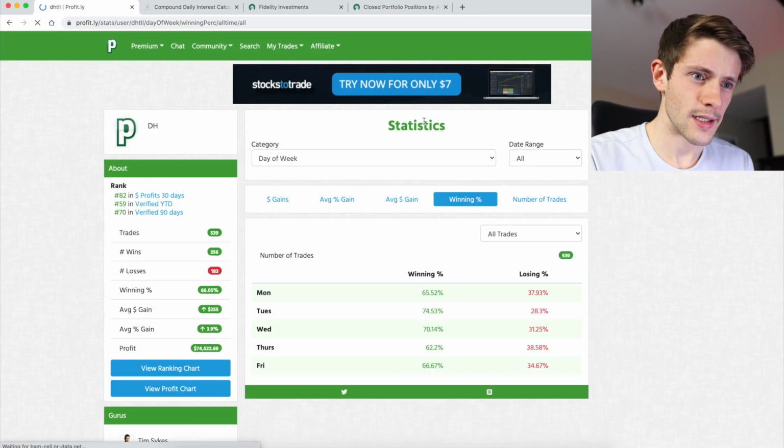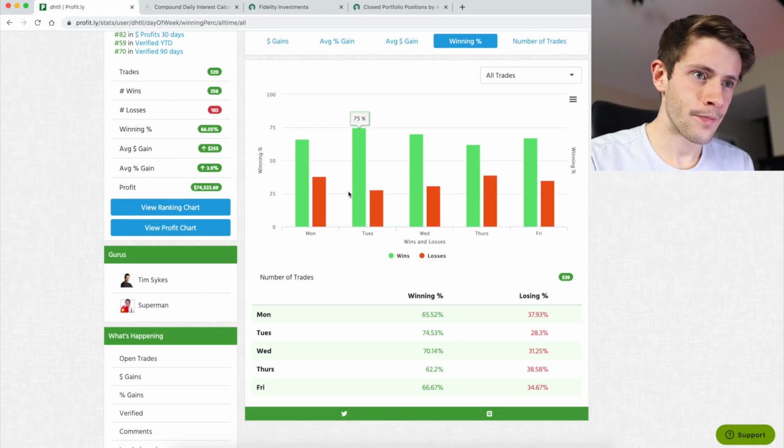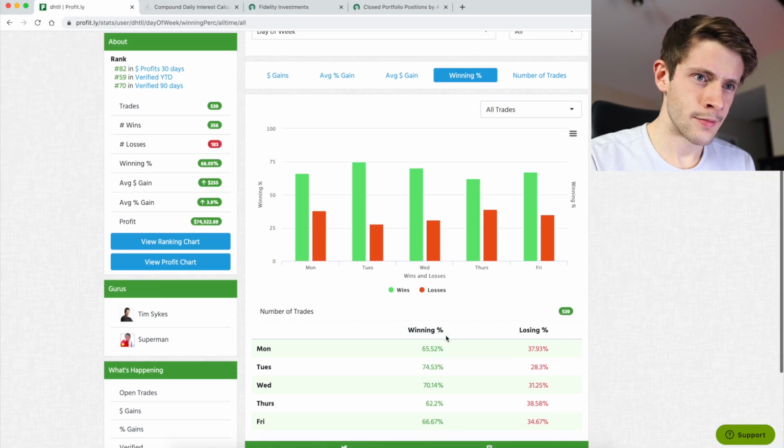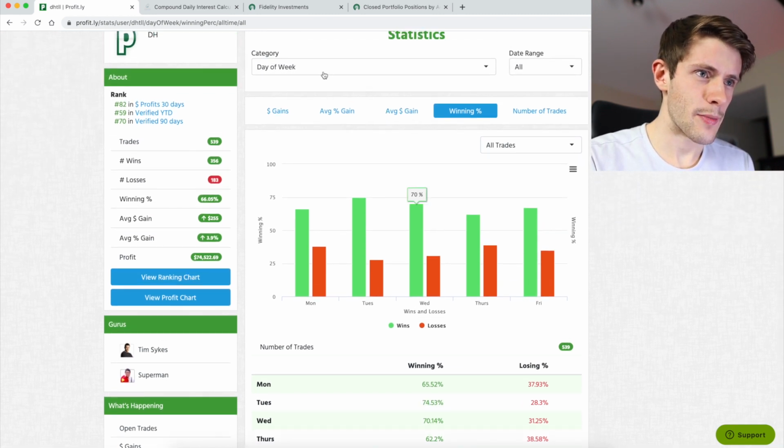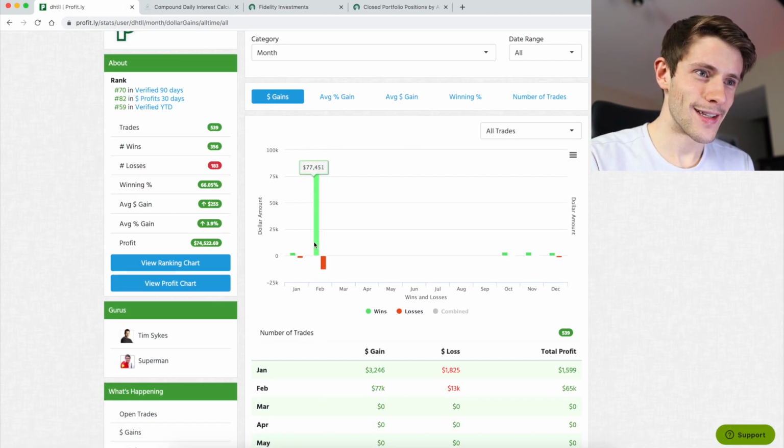Winning percentage, let's see this. Wow, I win more on Tuesday. Interesting. Okay, how does that make sense? That's a little weird. 75% and 28%. I'm not understanding that. Months? I mean, look at my gains in February compared to everything. That's just insane.